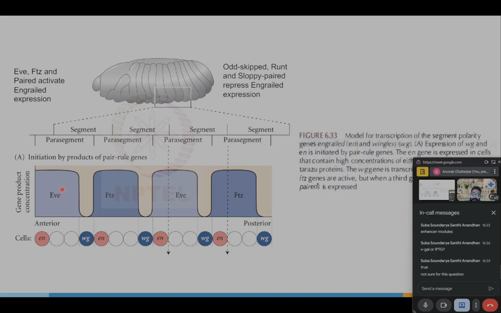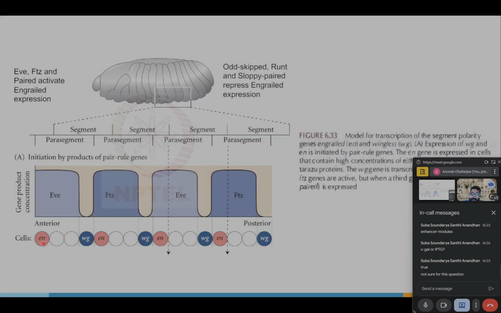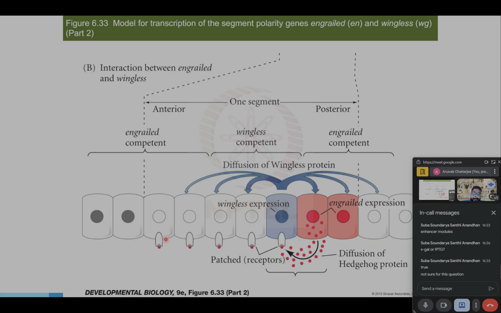So high expression of even skipped or Fushitarazu, the pair rule genes, helps in the expression of engrailed in a spatially segmented pattern. So it is expressed only in the anterior portion of each parasegment, as you can see right here. And that is the first thing that we have to know: pair rule genes, their pattern helps in the expression of segment polarity genes. Now in this particular example, we are going to look at how the segment polarity genes help in further morphogenesis.